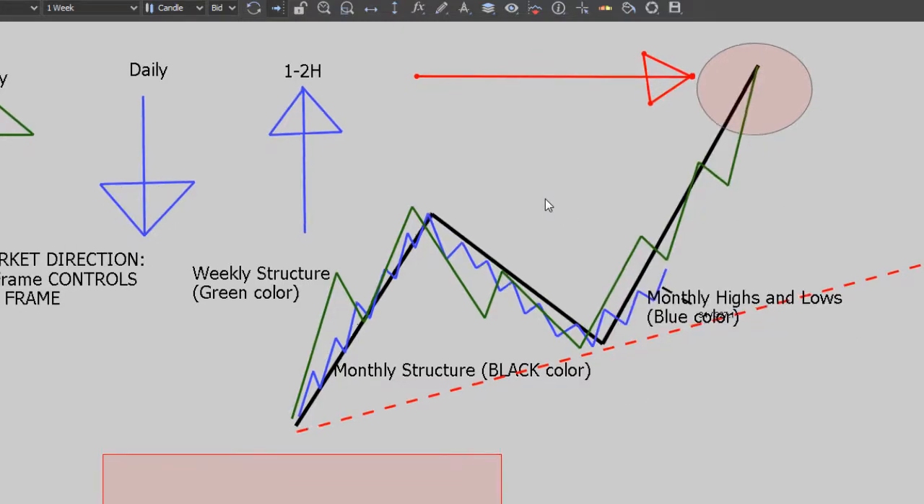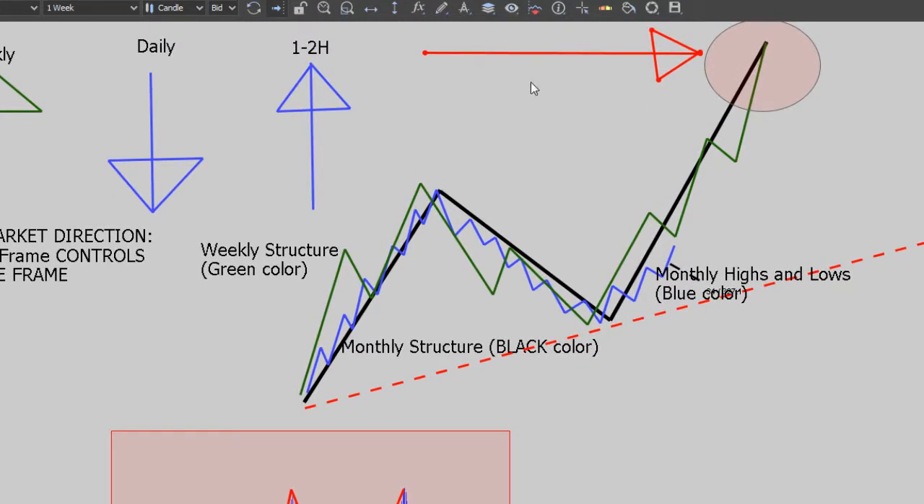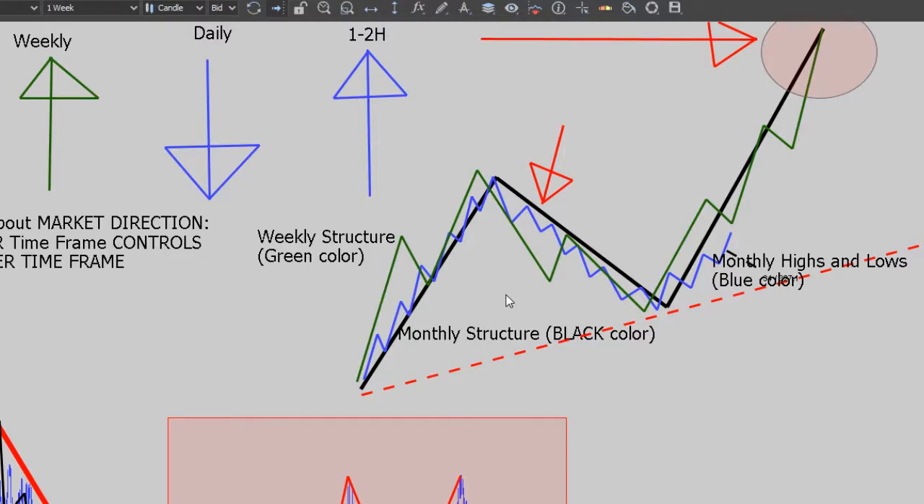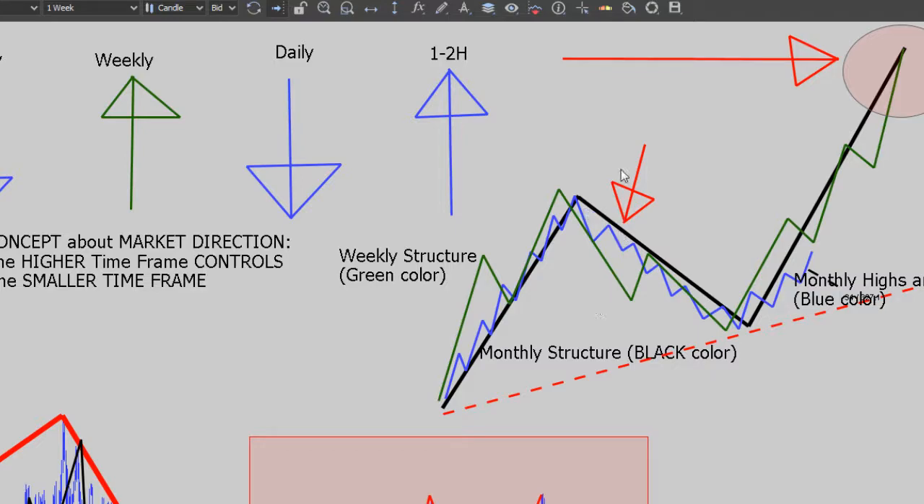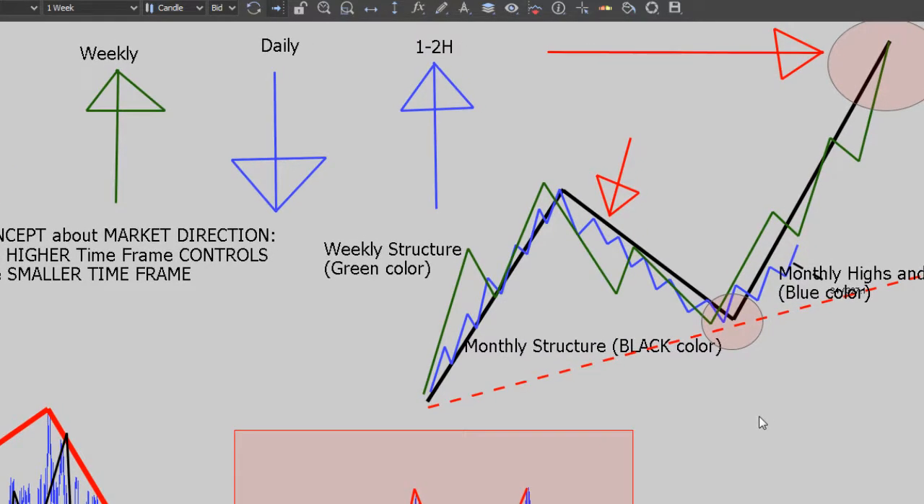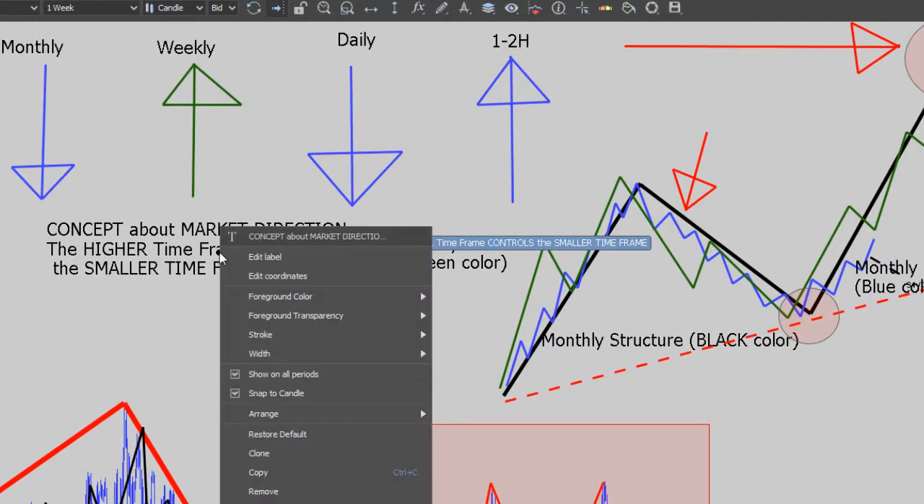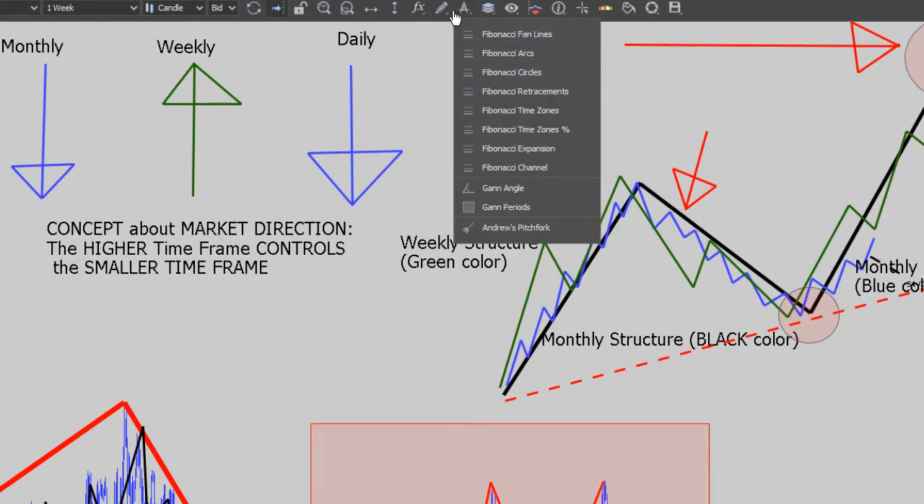Okay, what else I'm trying to tell you, that if the monthly time frame is retracing, so are you going to do the weekly, the daily, and the 1 2 hour in all the smaller time frames. Okay, and in the end, the monthly time frame is going to dictate where is the end of the retracement for all the other time frames. So this is the concept.